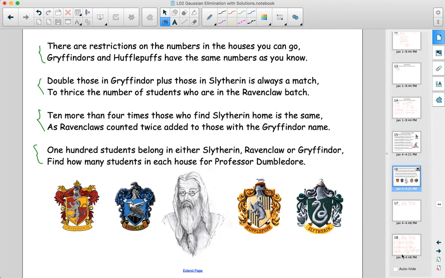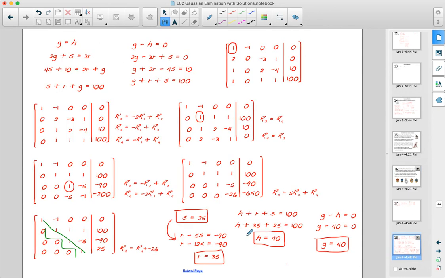You've now solved this for Professor Dumbledore. We do know that there are 25 students in Slytherin, 35 students in Ravenclaw, and 40 students each in both Hufflepuff and Gryffindor. All right, that brings us to the end of this lesson on Gaussian elimination.